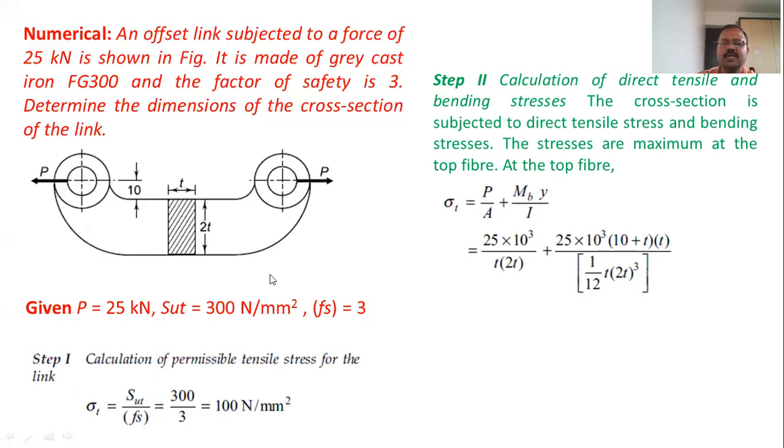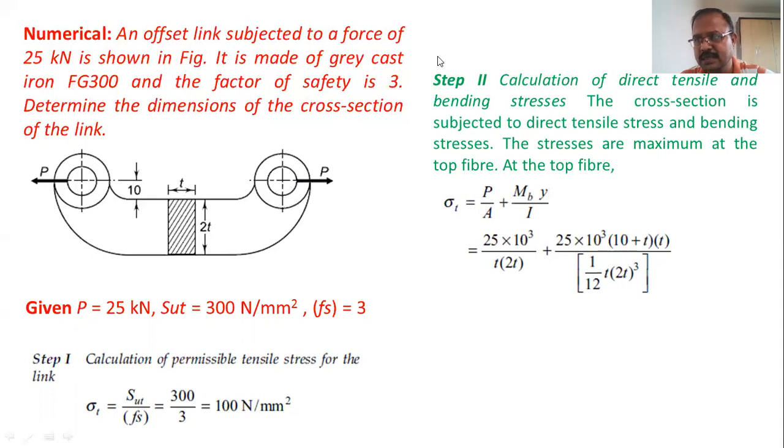Now first we have to decide what is the nature of direct stress and what is the nature of bending stress. Okay, so direct stress, as the arrows are in the opposite direction, will be tensile in nature, so we can calculate it as P upon A, 25 into 10 raised to 3 upon area, which is T into 2T, plus bending stress.